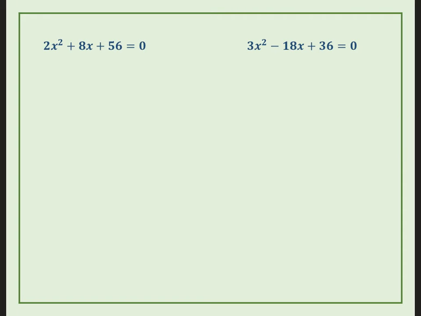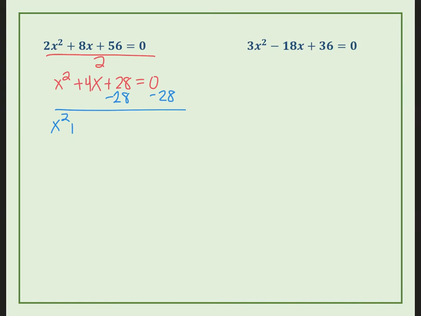Okay, our last one for the day. So again, first rule is to divide by a greatest common factor if it has one. So then I have x squared plus 4x plus 28 equals 0. Now I'm going to isolate my x's by moving the 28 to the other side. Now again, because I know I'm going to add something to both sides, I'm going to go ahead and put a plus blank on both sides.